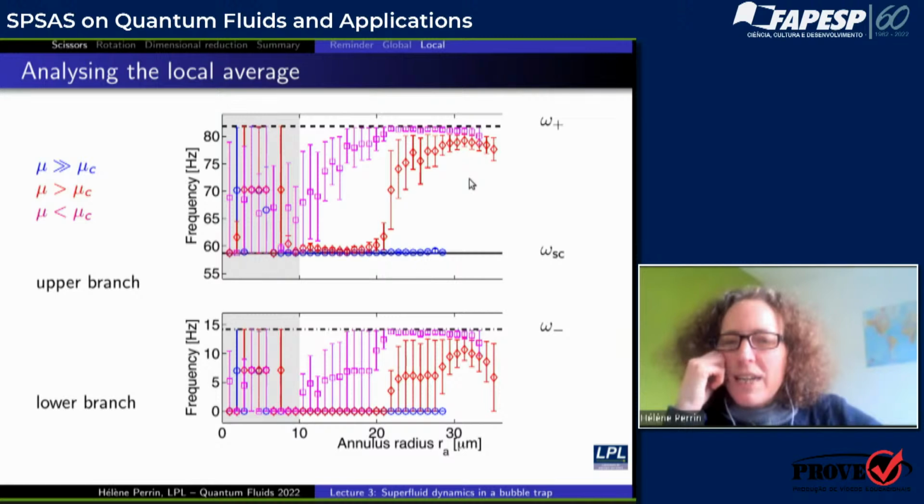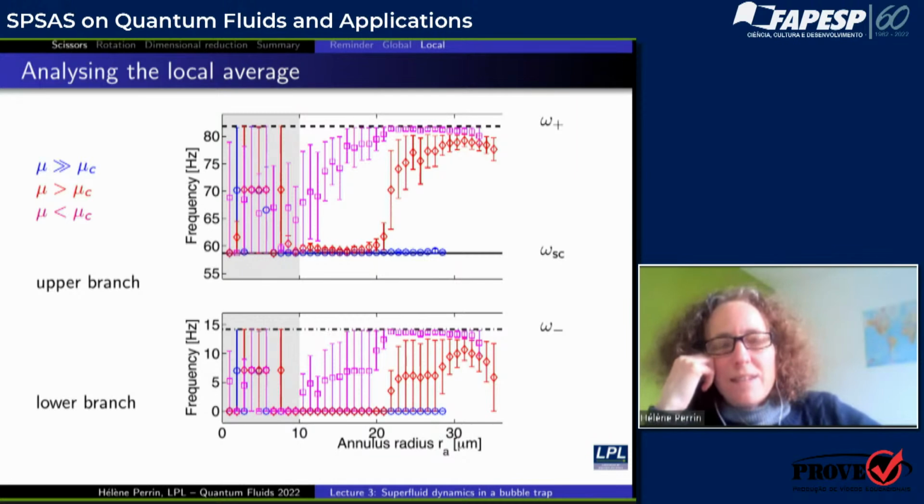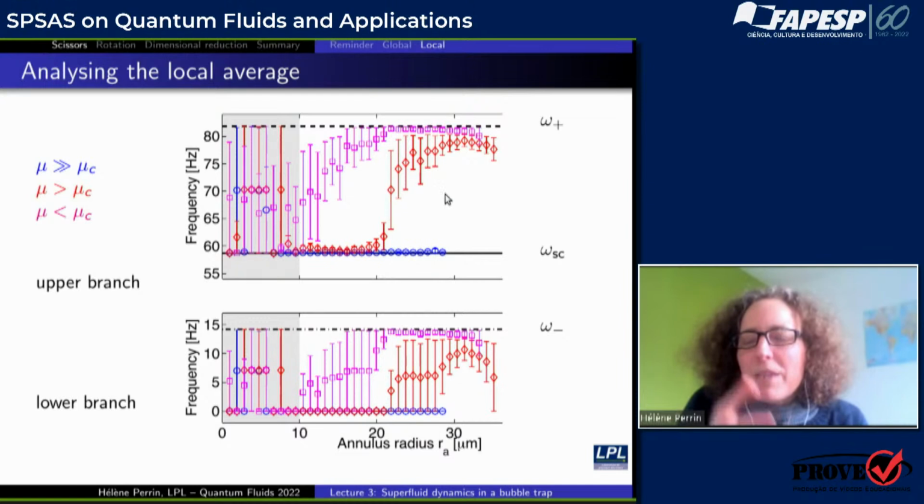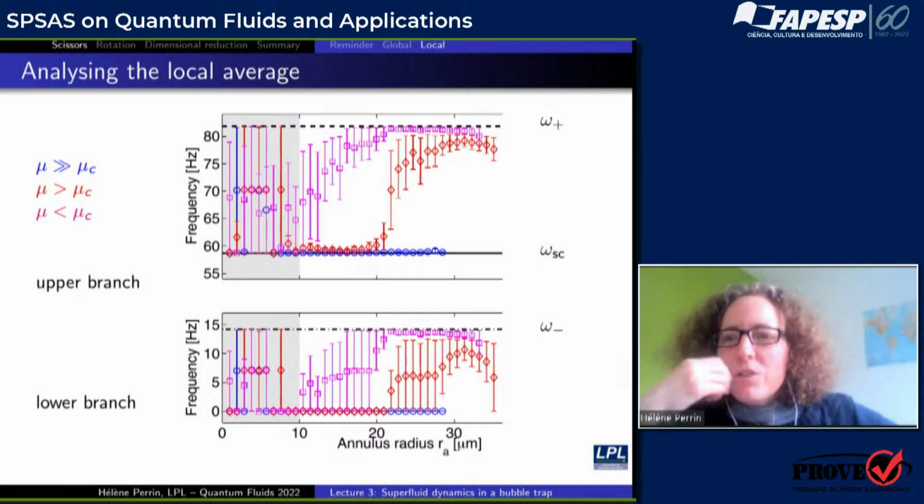And meanwhile, there were experiments looking at second sound. But it was in a homogeneous gas by Zoran Hadzibabic, who was able to identify the superfluid jump using some second sound excitation. So maybe the scissors mode is not the most appropriate. Maybe when you are in a trap, you need to identify something which is the analog of the second sound for collective modes to be able to have access to the superfluid density. So I don't really have the answer to your question.